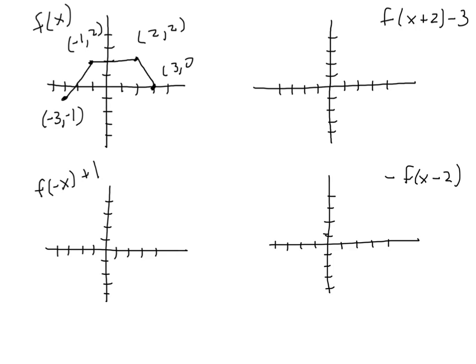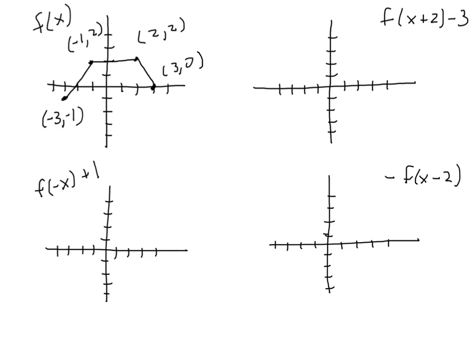Let's take a look at how these transformations affect the graph, and we're just going to be looking at shifts and reflections here. Okay, so I have a function f of x, and it contains the points (-3, -1), (-1, 2), (2, 2), and the point (3, 0). And let me close that parenthesis there. Okay, now what we're going to do here is I'm going to look at the graph. I want to graph three transformations on that.